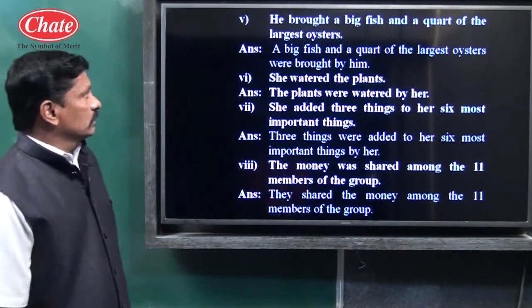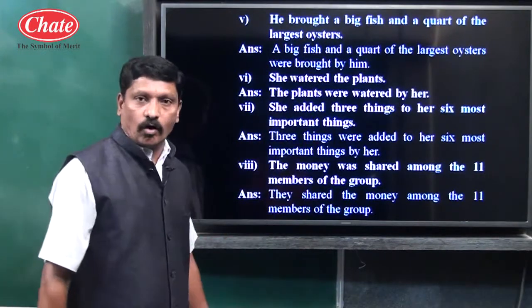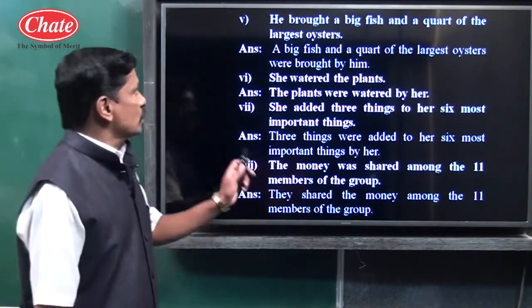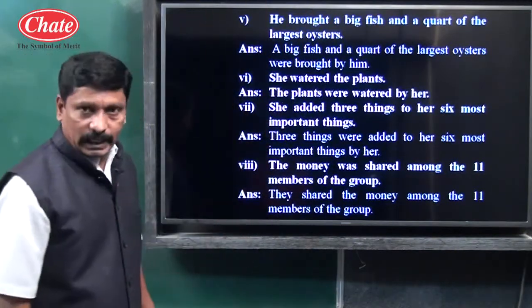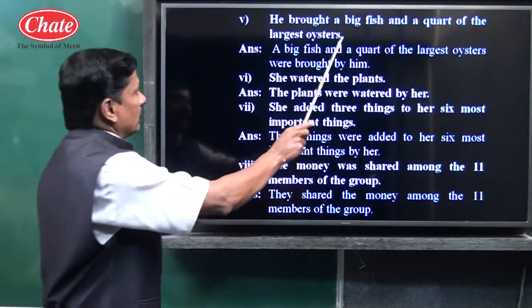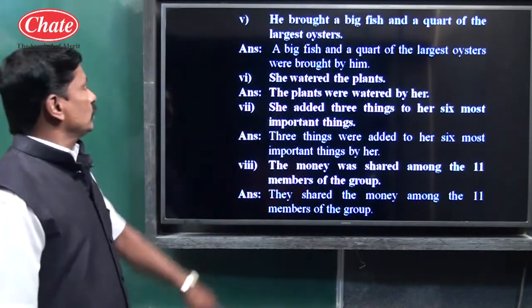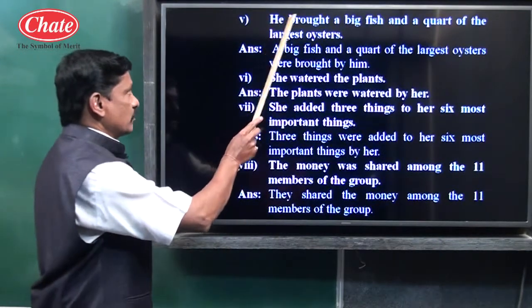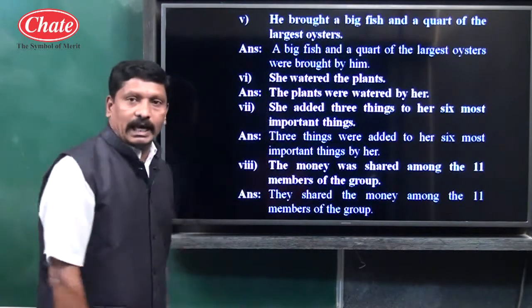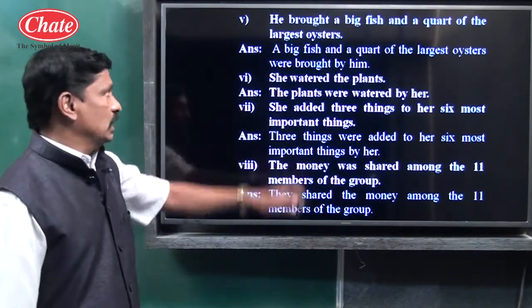He brought a big fish and a quart of largest oysters. Let us see the structure. He is the subject, brought is the second form of the verb, and the rest of the part is an object. So children, example number 5 is in active voice. Why? Because he is the subject, then the verb, then an object has been given. So the given sentence is in active voice.